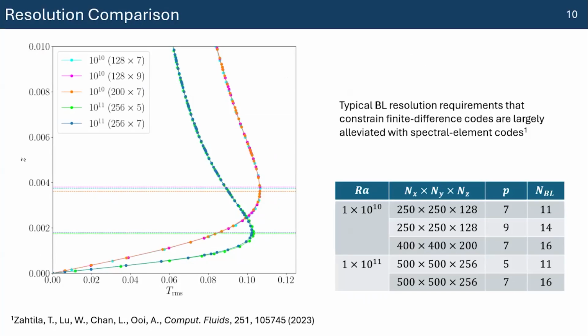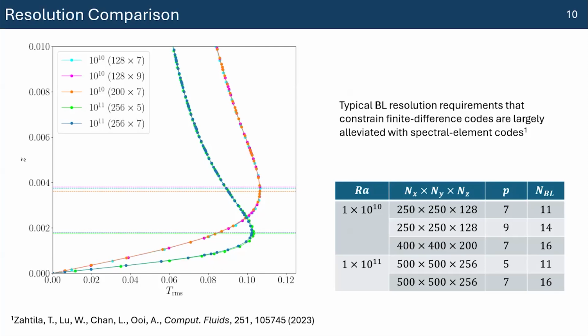Moving on to another interesting aspect, we ran the highest Rayleigh numbers, 10^10 and 10^11, with different vertical resolutions. Again, as we mentioned, vertical resolution is important. So we have varied the number of points in the boundary layer anywhere between 11 and 16 for both these cases. And we see that the TRMS profiles all collapse very well, irrespective of how coarse the boundary layer is. So basically, we need at least 10 points in the boundary layer. And there are some research results, like simulation results, which say that we need around 15 points in the boundary layer.